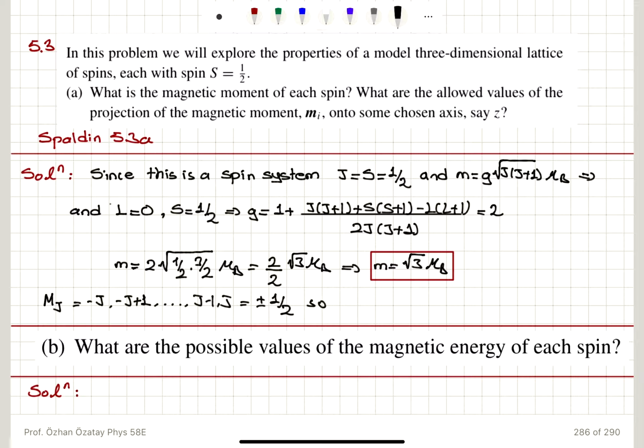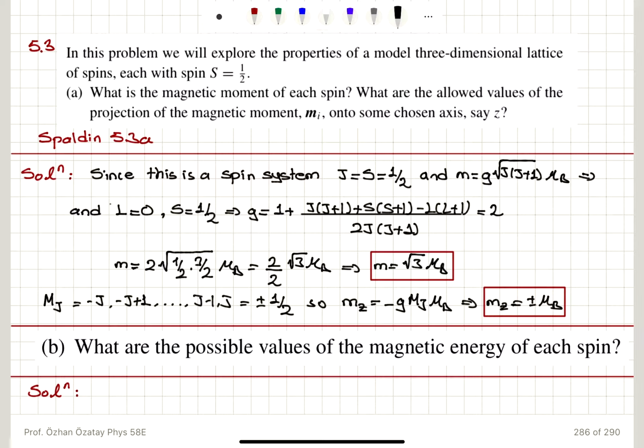So the projection of the magnetic moment onto the z-axis, mz, will have a magnitude minus lambda factor m sub J Bohr magneton. So this will give us two possible values, because G is equal to 2, mj is equal to plus or minus 1/2. We have two possible answers, plus or minus a Bohr magneton, for the projection of the magnetic moment onto the z-axis. Okay, so part B, what are the possible values of the magnetic energy of each spin?